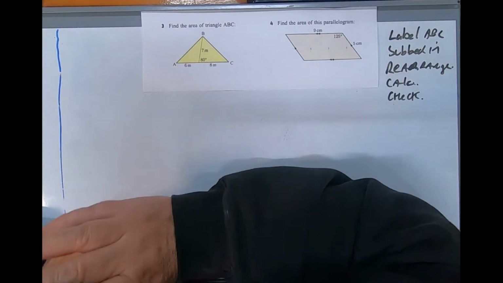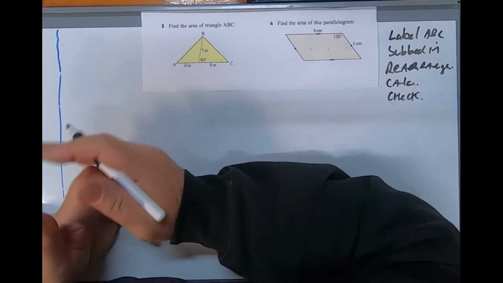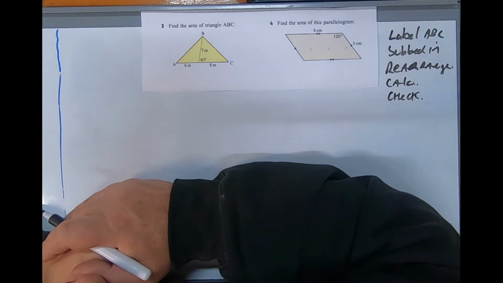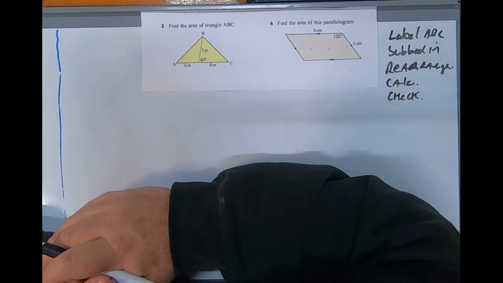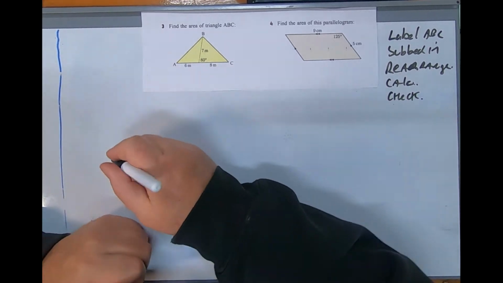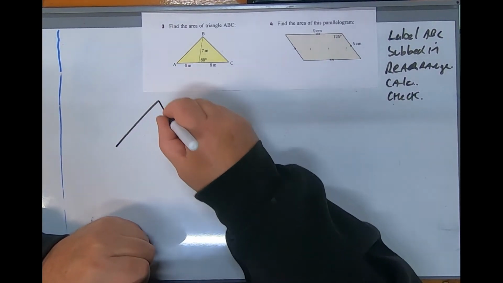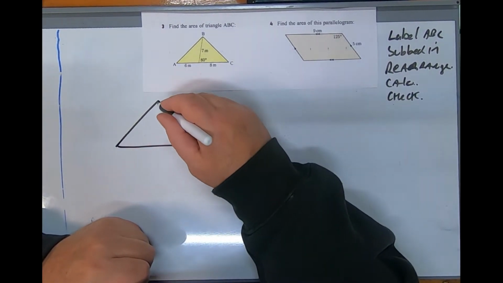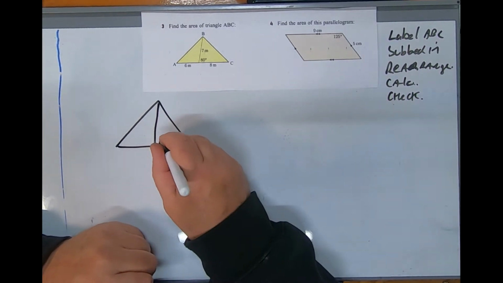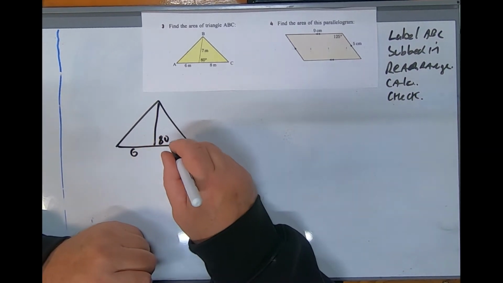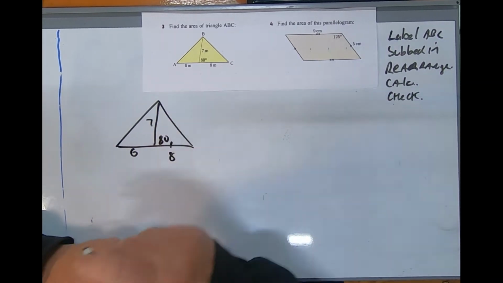Well, if last time we had too many numbers, what else can we do? Well, we can have triangles where you've got to do more than one step. Okay, a little bit of background knowledge is in each of these two triangles. I can see A, B, C. Well, I've got myself an 80 degrees, a 6, an 8, and a 7.